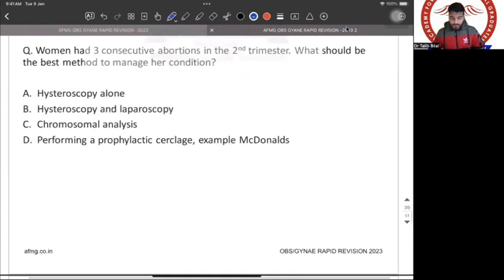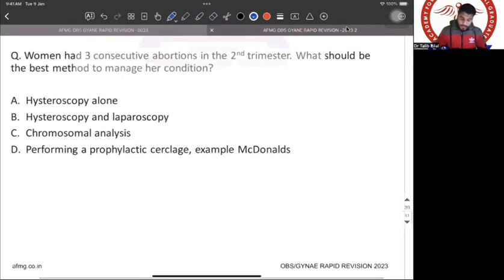Guys, I was a bit fast in this question because we've already discussed that question in part 1. A woman had 3 consecutive abortions in the second trimester. What should be the best method to manage her condition?